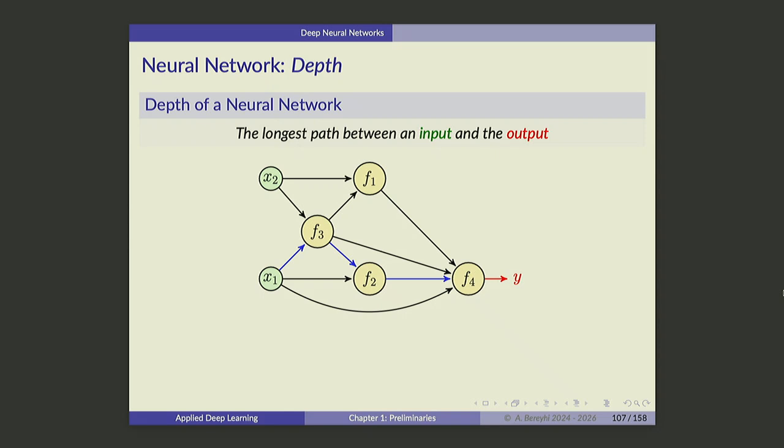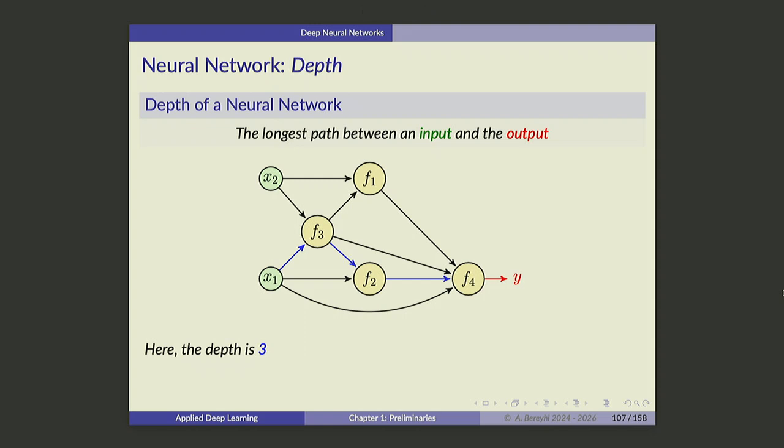You can start from x2, then you're going to be f1, f4, 2 steps, and then you are at the output. But even if that happens, you cannot do the computation until the other computations have arrived. So this is why you look at the longest path. And this is what we call depth. So the depth here is 3.